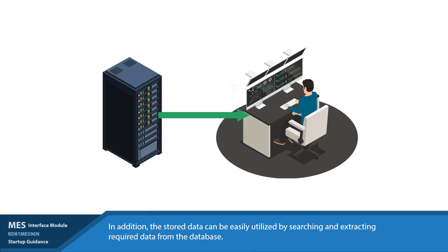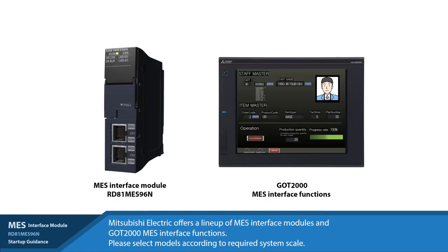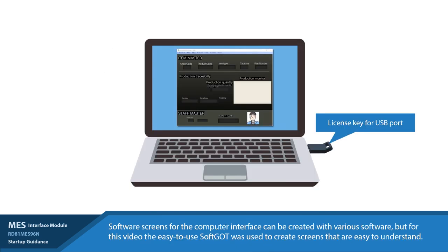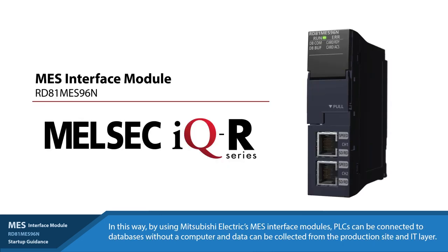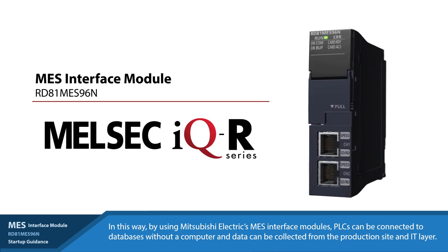This automatically collected data can then be readily accessible and easily utilized by advanced analytics, visualization screens, or simply to generate real-time reports. Mitsubishi Electric offers a lineup of MES interface modules and GOT 2000 MES interface functions. You can select the models according to your scale. Mitsubishi Electric also offers products like SoftGOT to easily create intuitive screens. These screens allow you to visualize your data and can be customized to fit your application's needs. In this way, by using Mitsubishi Electric's MES interface modules, PLCs can be connected to databases without a computer, and data can be collected from production site and IT layer.